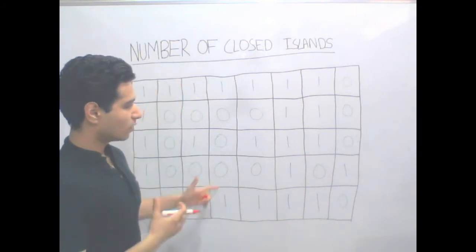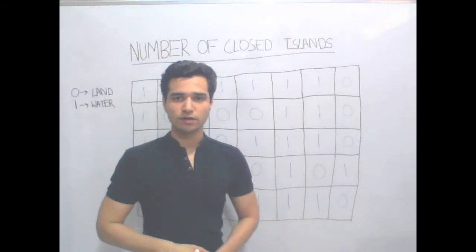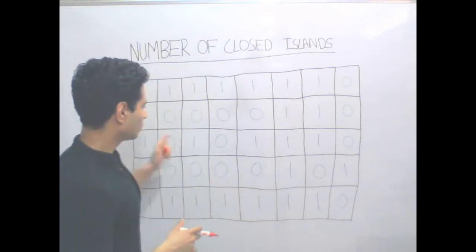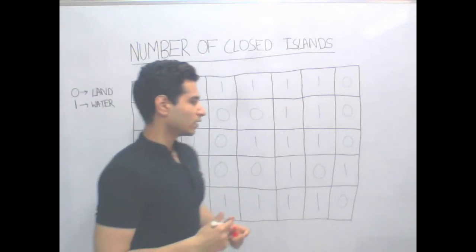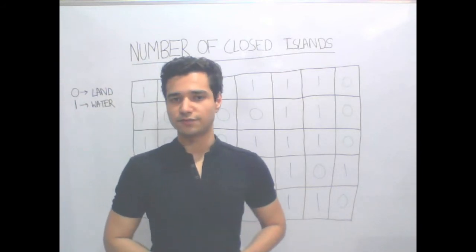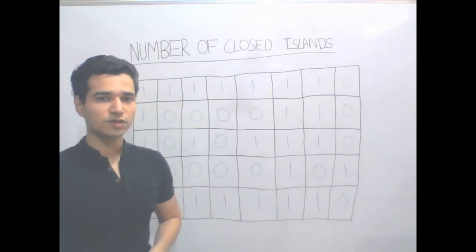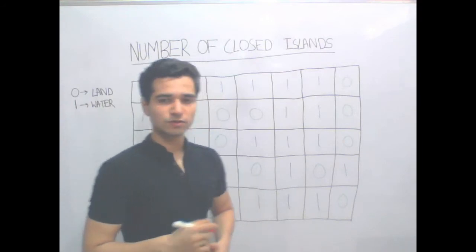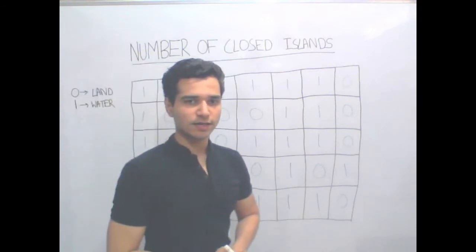So how do we actually find out the number of closed islands in the graph? We can use either BFS or DFS. Here I am going to show you the DFS solution. The BFS I will explain later on.